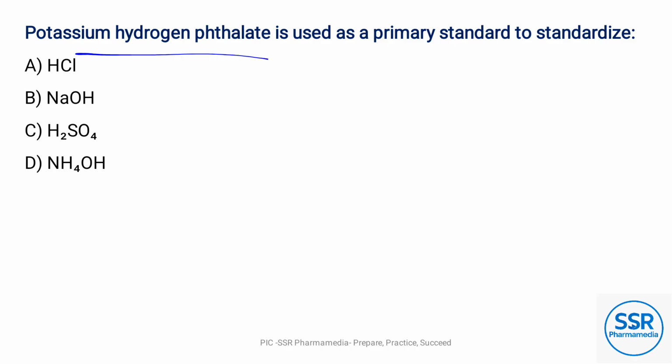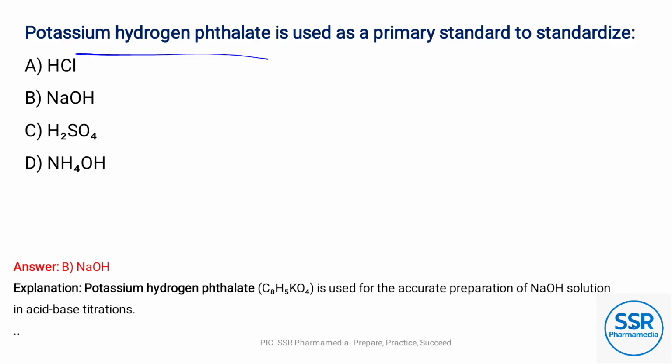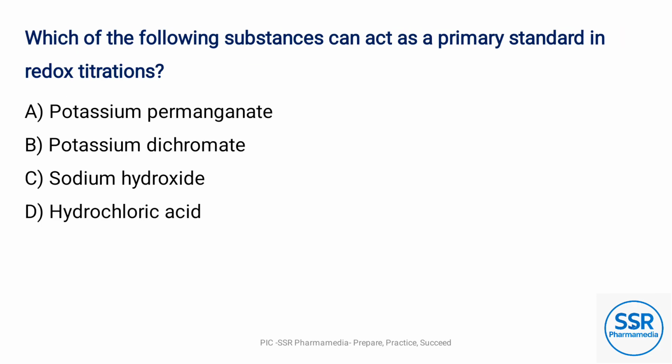Potassium hydrogen phthalate is used as a primary standard to standardize which solution? So the answer is option B, sodium hydroxide. Potassium hydrogen phthalate is used for the accurate preparation of sodium hydroxide solution in acid-base titration.